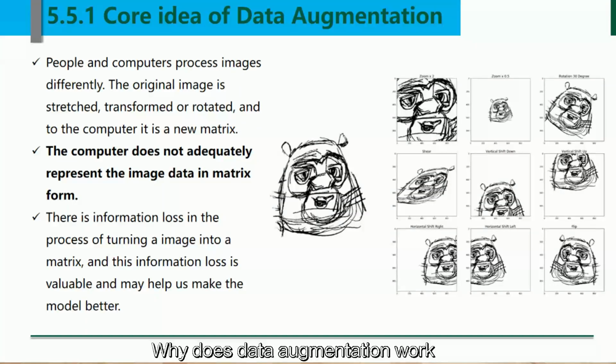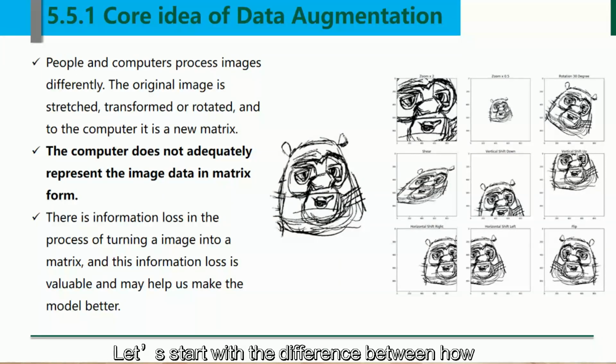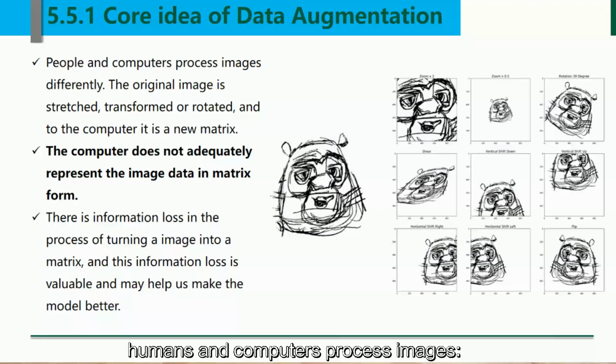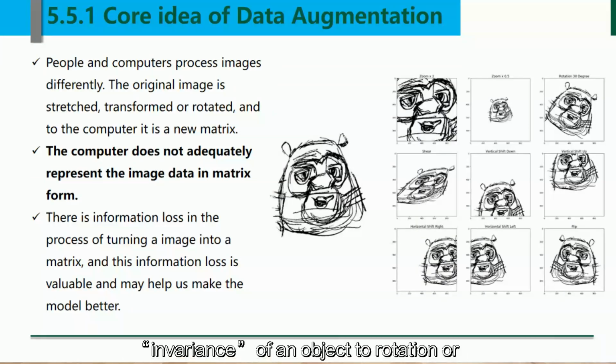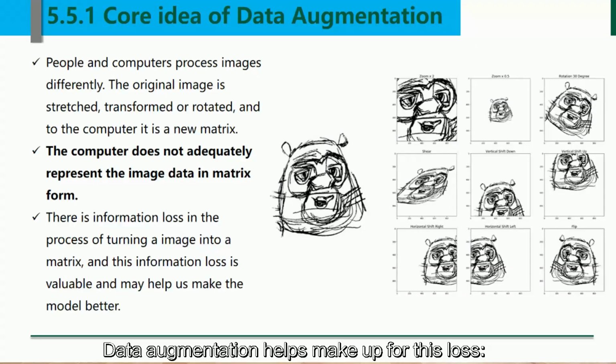Why does data augmentation work? Let's start with the difference between how humans and computers process images. For humans, if we stretch, rotate, or flip a cat image, we still recognize it as a cat. For computers, every transformation turns the image into a new pixel matrix. The computer sees it as a new sample, not the same one. The catch is, when we convert an image to a matrix, the form computers understand, some valuable information is lost, like the invariance of an object to rotation or scaling. Data augmentation helps make up for this loss.